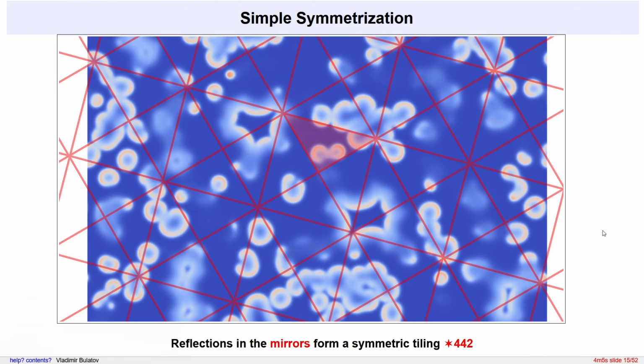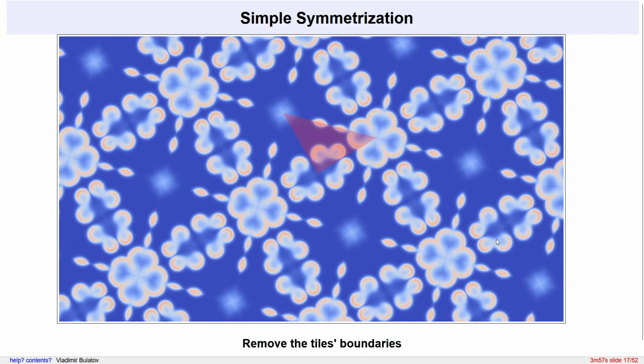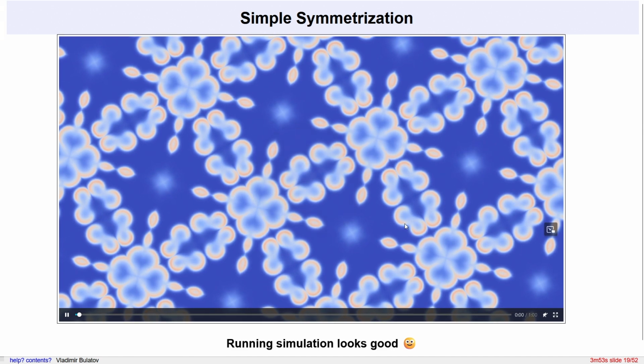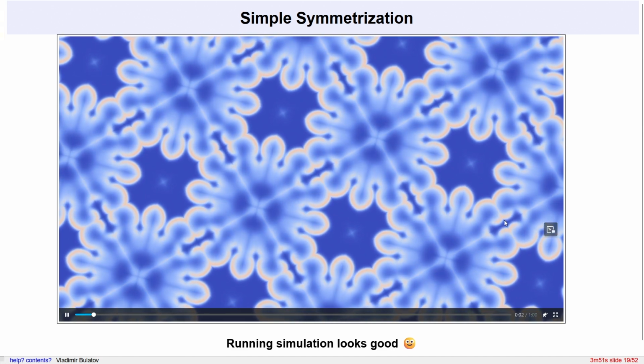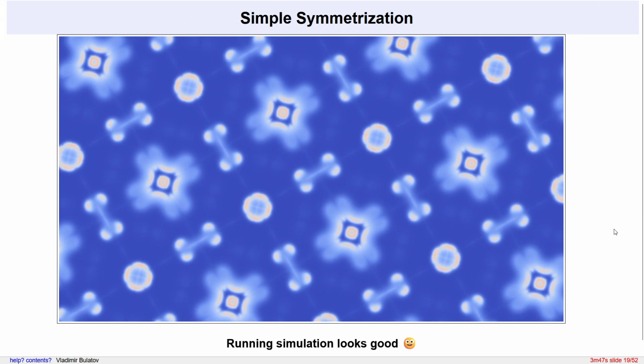Okay, first start with a simple group generated by three mirrors, reflection in the mirrors. These reflections give us a tessellation of the whole plane by triangles. We fill each triangle with a pattern from inside the fundamental domain, and we are getting a nice symmetrical pattern, and we can run the simulation, and it is like a kaleidoscopic effect, which we are very familiar with.